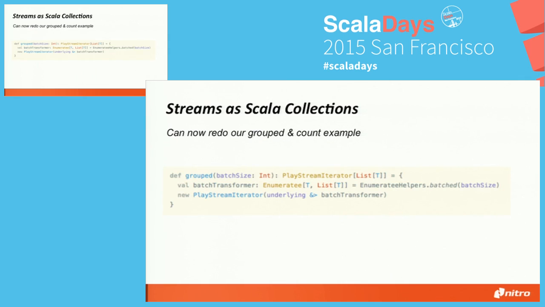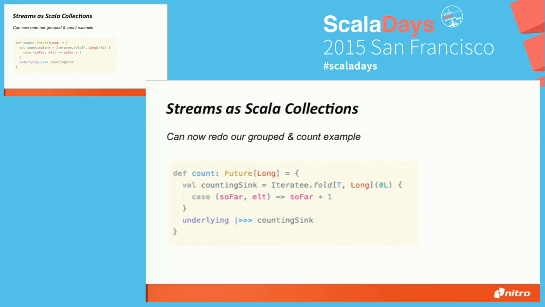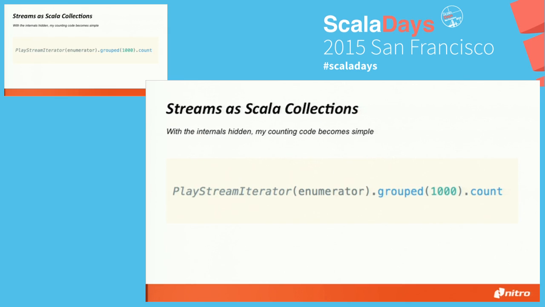So now that's what grouped and count look like. It's just the same implementation, but under the covers. And now my code becomes just a simple one-line implementation. So obviously I need a helper to produce the stream first of all, but once I do, it's just one line to batch it, count it, whatever I want to do with it.